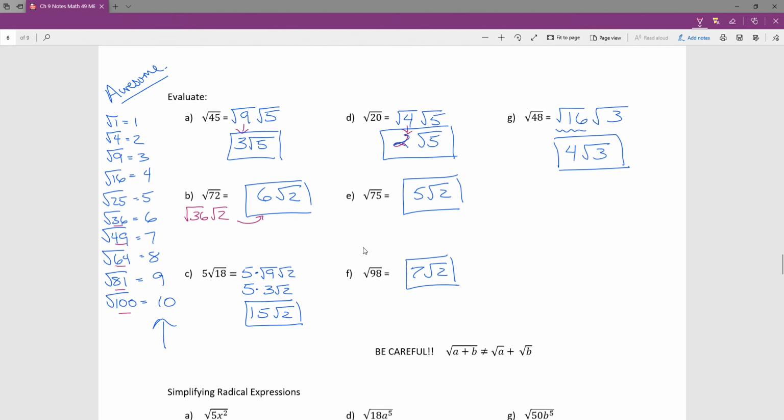So this one, 75, I take a look at my list of awesomeness. I can see that I can divide it up into the square root of 25 and the square root of 2.